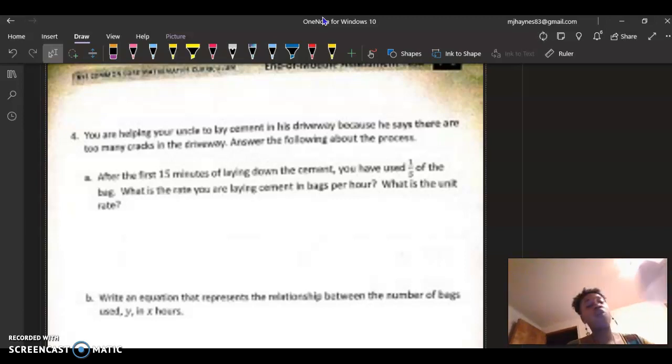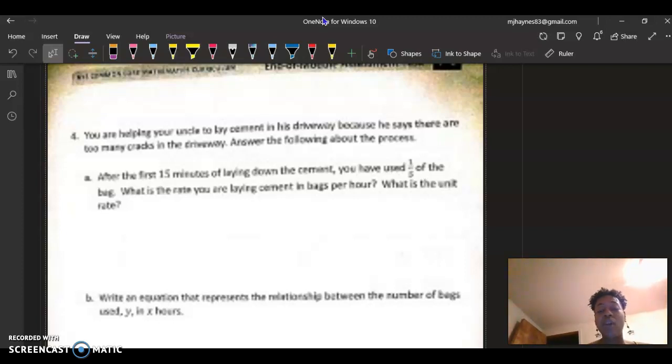Okay, number 4 is similar to number 1. You have to find the unit rate, but here they gave it to you in minutes. So there's a couple different ways you can approach this. I need to either convert minutes to hours, or I can find the unit rate per minute and multiply that number by the minutes in an hour.